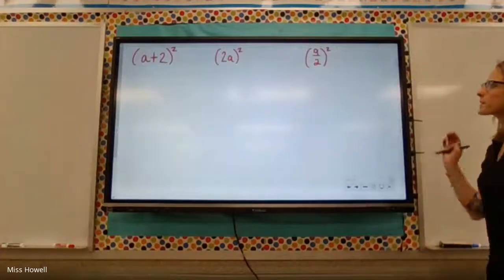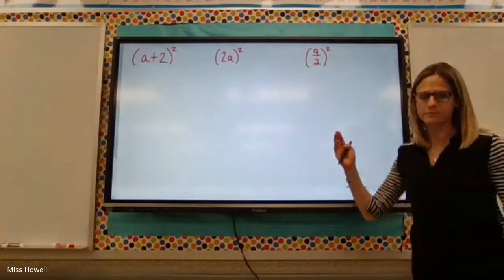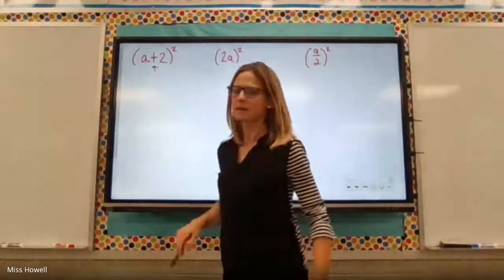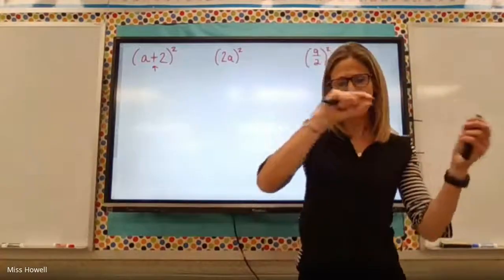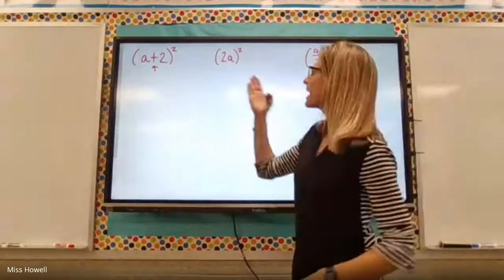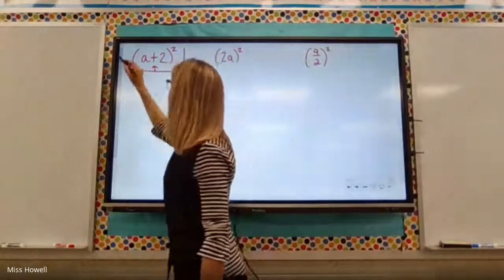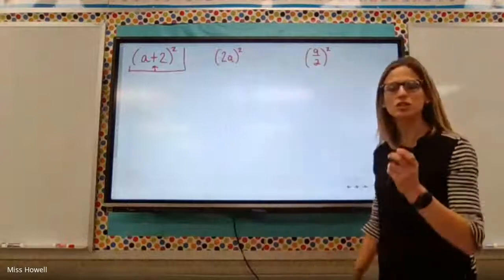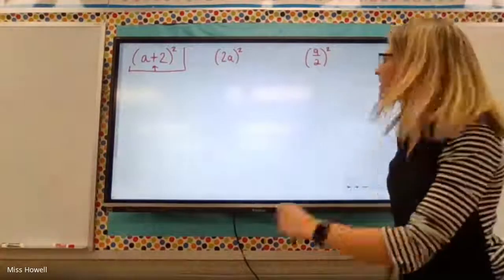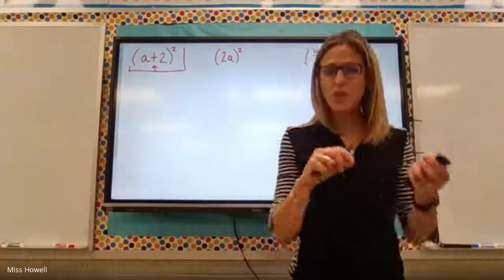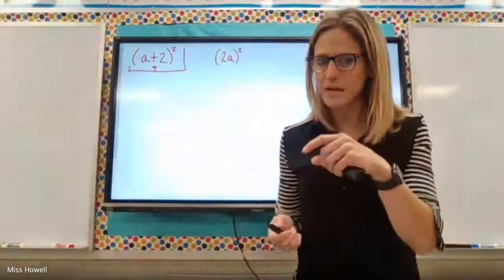Now, be careful. These 3 things are very different. This problem has an add on the inside. I cannot share the power of 2 to the items on the inside. And in fact, that's already in its most simplified version. In this case, there would be nothing I could do because I can't share the 2 to the inside stuff. Same thing if this was a subtract here. It would be done. We couldn't share that exponent to the stuff on the inside.